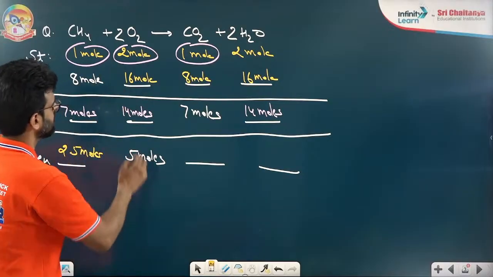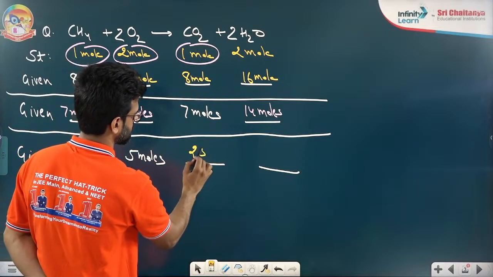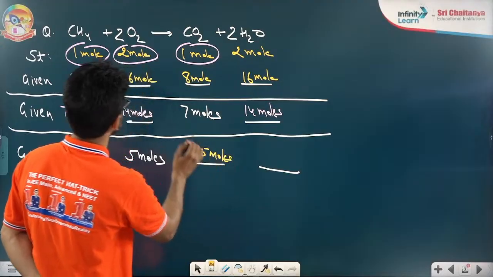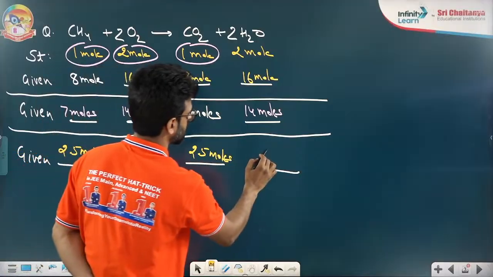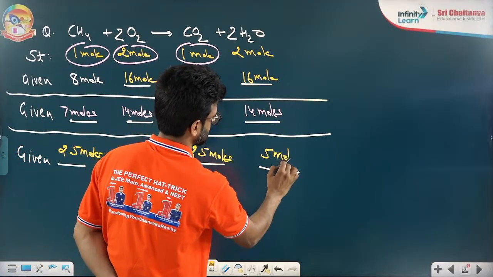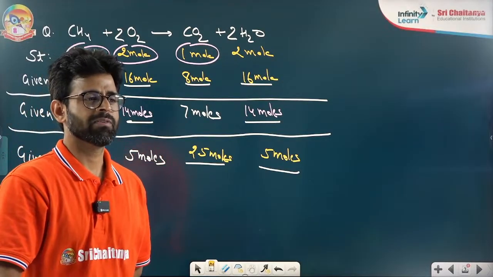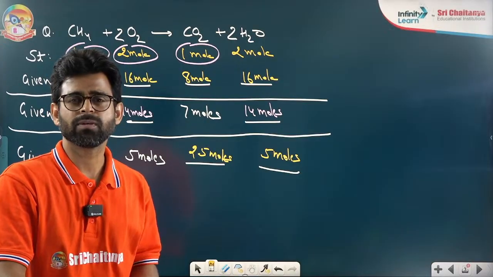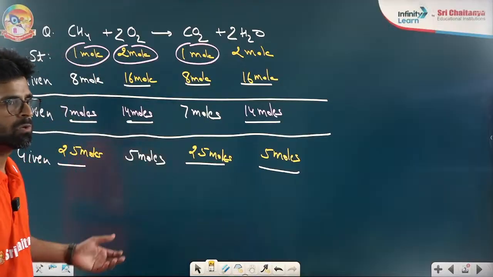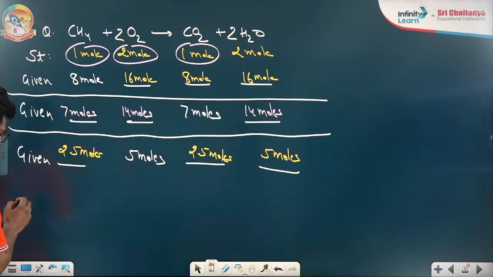Right? Here 2 produce 1. So 5 produce how many? 2.5. Right? And this time if you see 2 moles of this give 2 moles of water. So 5 moles will give how many moles here? 5 moles. That's it. Great. Done everyone? Okay. So I am giving the next question in form of a statement. I'm not writing the equation. You have to write the equation.